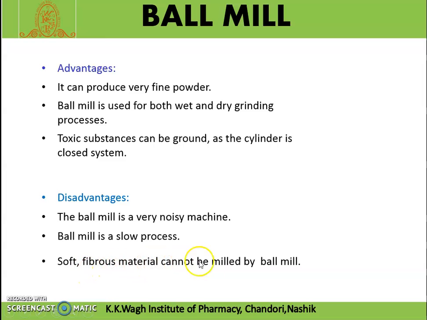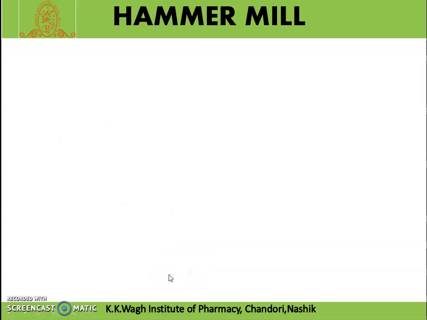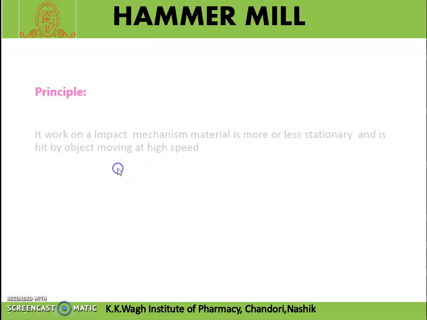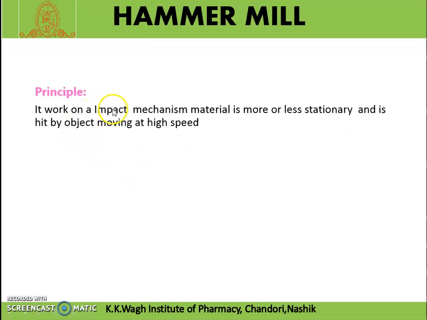Soft fibrous material cannot be milled by the ball mill. These are the disadvantages of the ball mill. Then next we see the hammer mill. Principle behind the hammer mill: it works on the impact mechanism. The material is more or less stationary and is hit by an object moving at high speed.